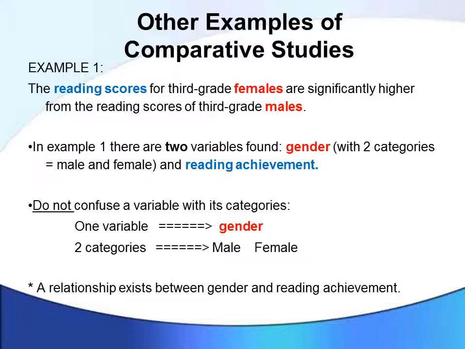If the results show that females have higher reading scores, this indicates that there is a relationship between the 2 variables. However, this is not a causal relationship. We can predict, but we cannot conclude that gender causes reading achievement. So we state that there is a relationship between gender and reading achievement.